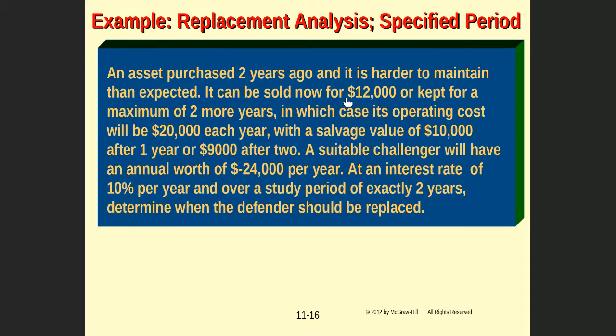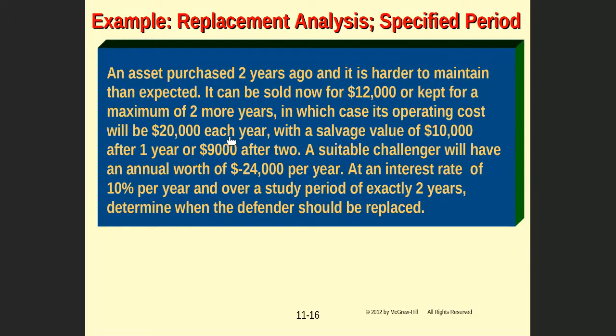But if we're going to keep it, then the scenario is going to be for year 2 and year 3, where year 2 has the annual cost of $20,000 and the salvage is $10,000, and year 3 will have the annual cost of $20,000 and the salvage will be $9,000. This is in terms of the defender.